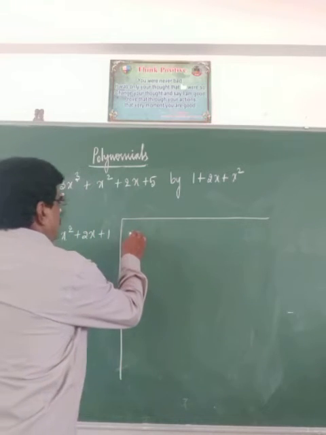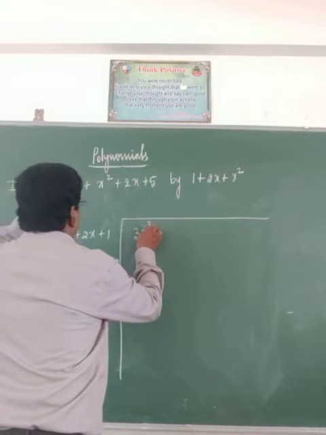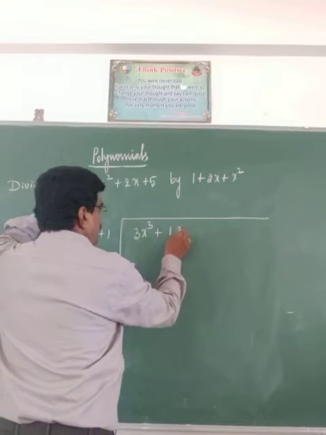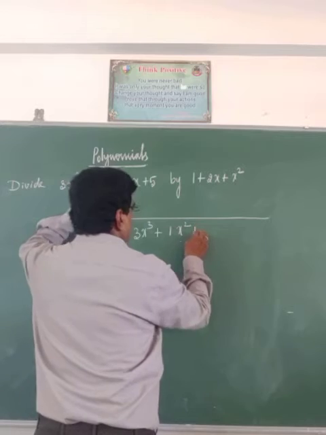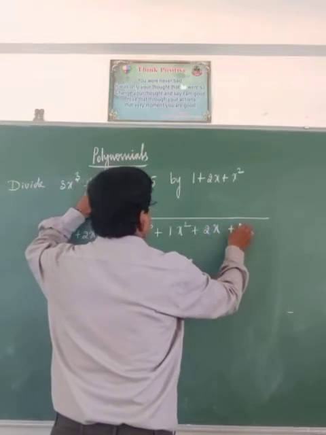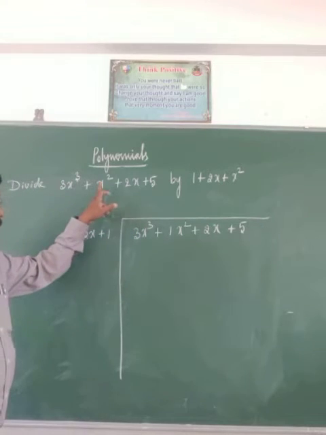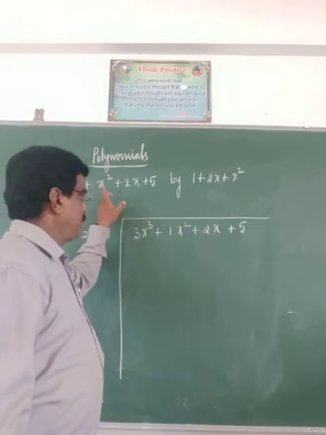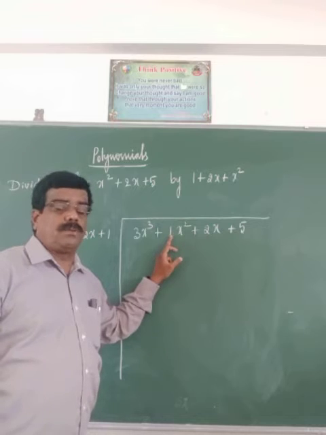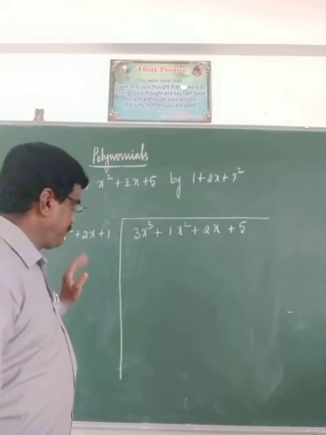Again here, 3x cube plus x square means you must know it is 1x square, plus 2x plus 5. See here, in the exam the question is given as x square, so write it as 1x square, you must know that. x square means 1x square.